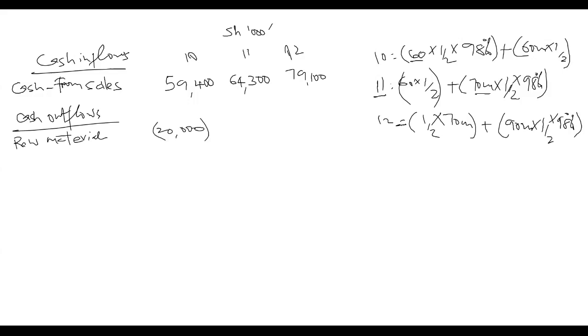Cash outflow, so the negative. Then in October, we purchased 40, paid the following month. November, the payment is made the following month. Remain at 40. Okay, that's for material. Hope it's all clear. Next is wages.